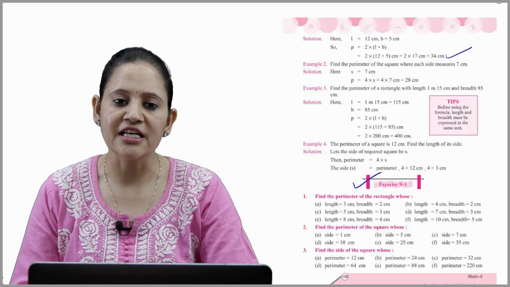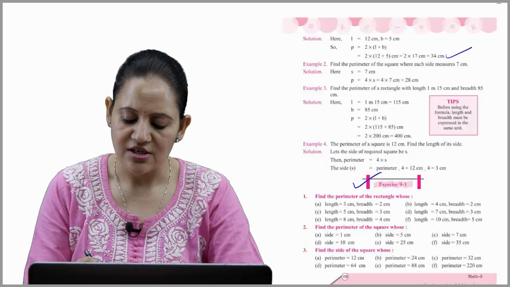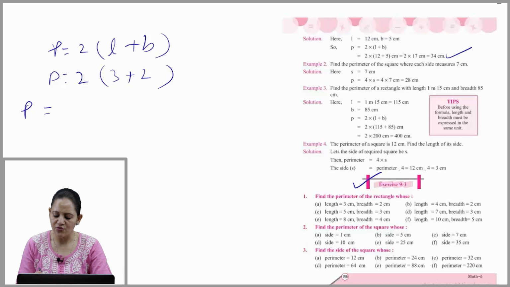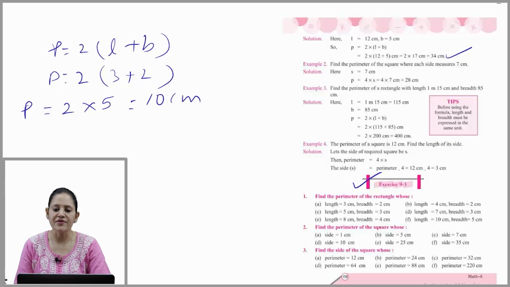Find the perimeter of a rectangle whose length is given as 3 cm and breadth is 2 cm. As we know, the perimeter of a rectangle is 2 times (L plus B). So we'll put the values: P equals 2 times, length is given here as 3 cm and breadth is 2 cm, so 3 plus 2. So P equals 3 plus 2, which is 5, into 2, that is 10 centimeter. That is the perimeter of the given rectangle. Clear?